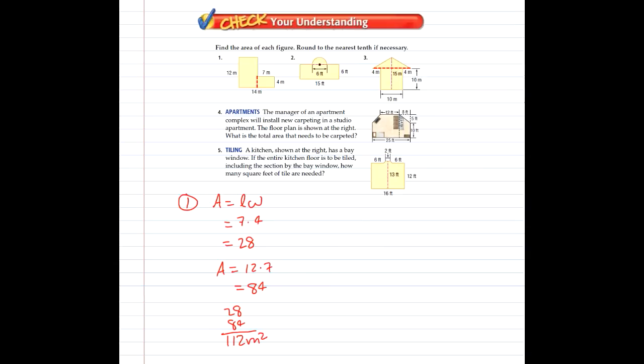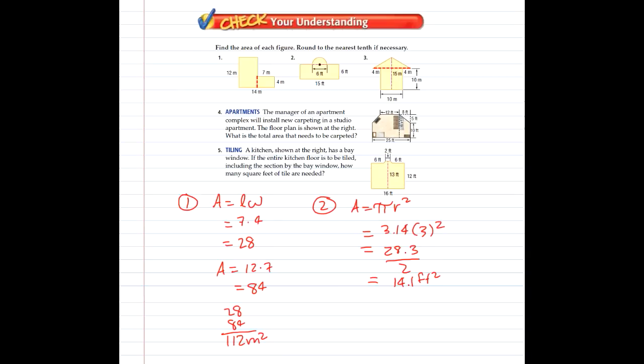Example 2, and we get that semicircle. We're not crazy about semicircles. Area of that circle would be pi r squared. Now we've got a diameter of 6, so that means my radius is 3. So it's 3.14 times 3 squared, which gives me the area of a circle of 28.3. But again, I only want half of that because I've got a semicircle, so I'm going to divide that by 2, which gives me an approximate area of 14.1, and that's square feet.